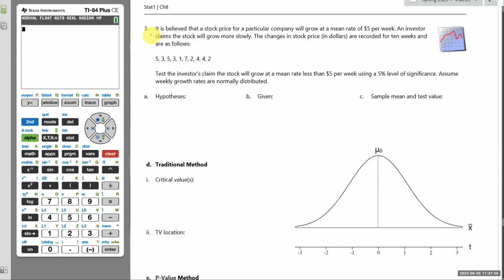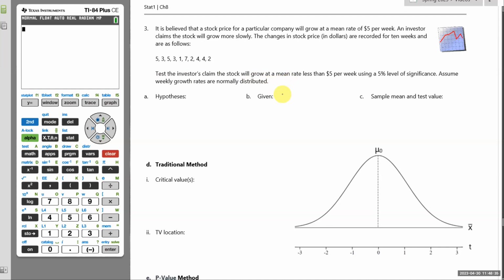We are back with number 3, and we're going to do a problem where we're actually given the raw data. It says it's believed that a stock price for a particular company will grow at a mean rate of $5 per week. An investor claims that the stock will grow more slowly. So changes in stock price in dollars are recorded for 10 weeks and are as follows. Test the investor's claim the stock will grow at a mean rate less than $5 per week using a 5% significance level. Assume weekly growth rates are normally distributed.